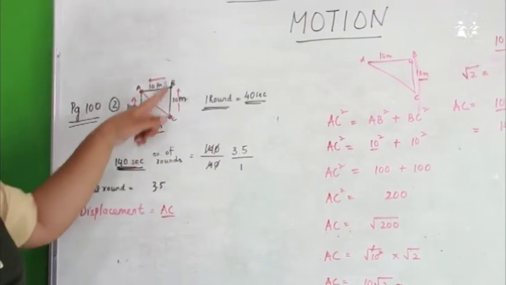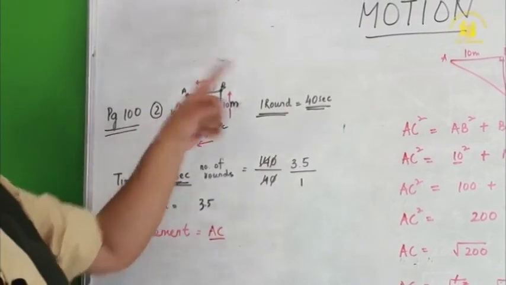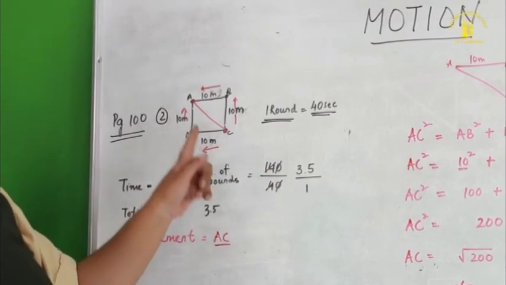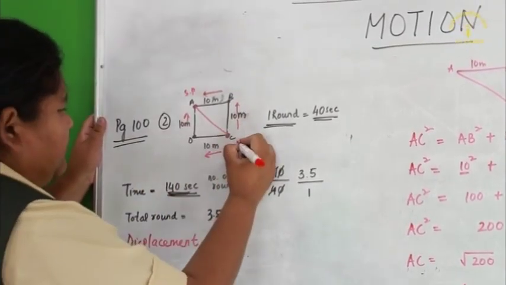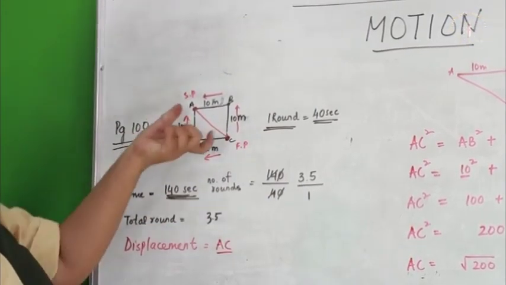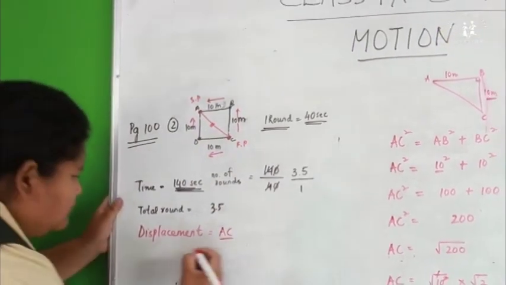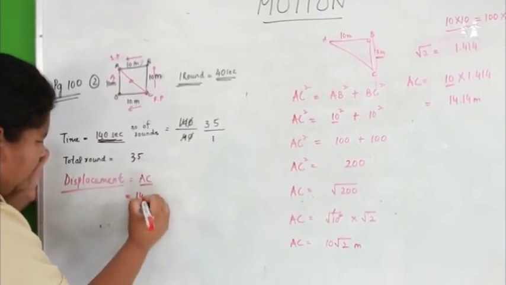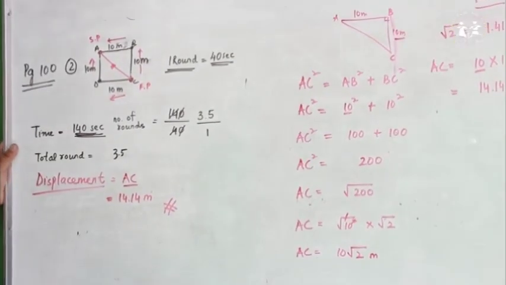So AC is 14.14 meters, which shows that it is the shortest possible distance between the initial point and the final point. So the value of the displacement is 14.14 meter. With this the question is solved.